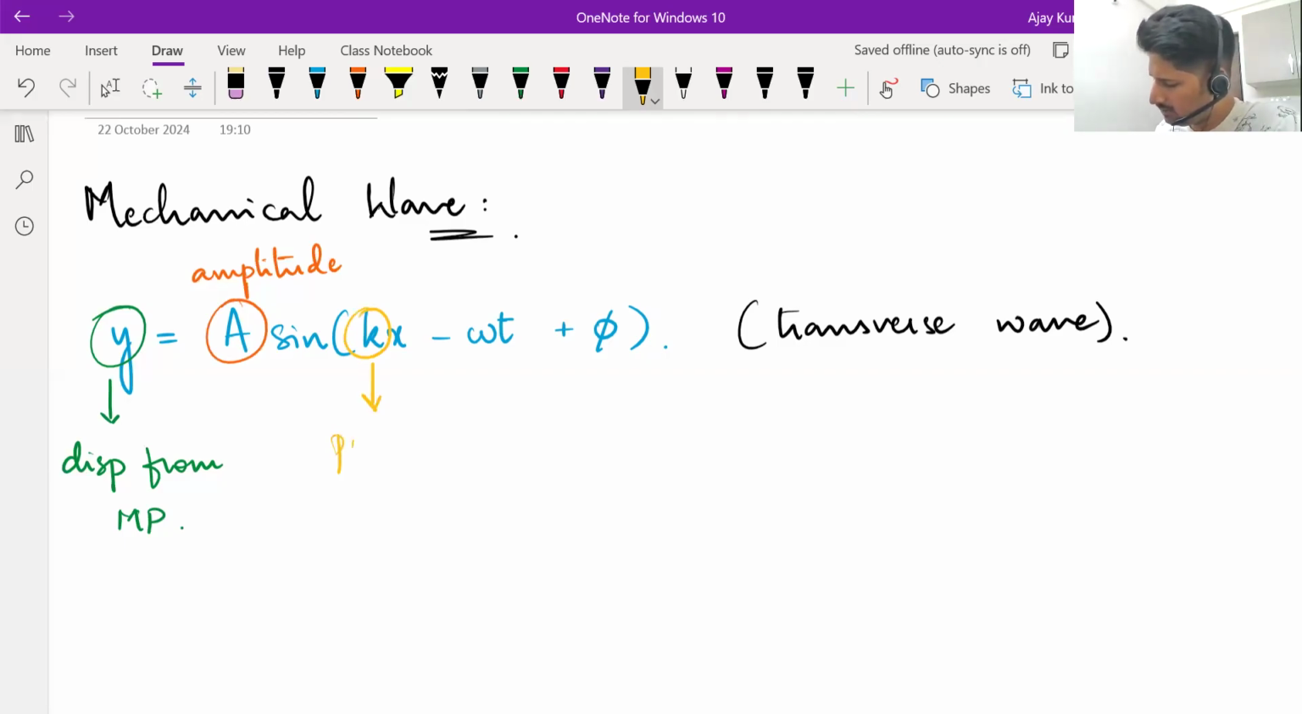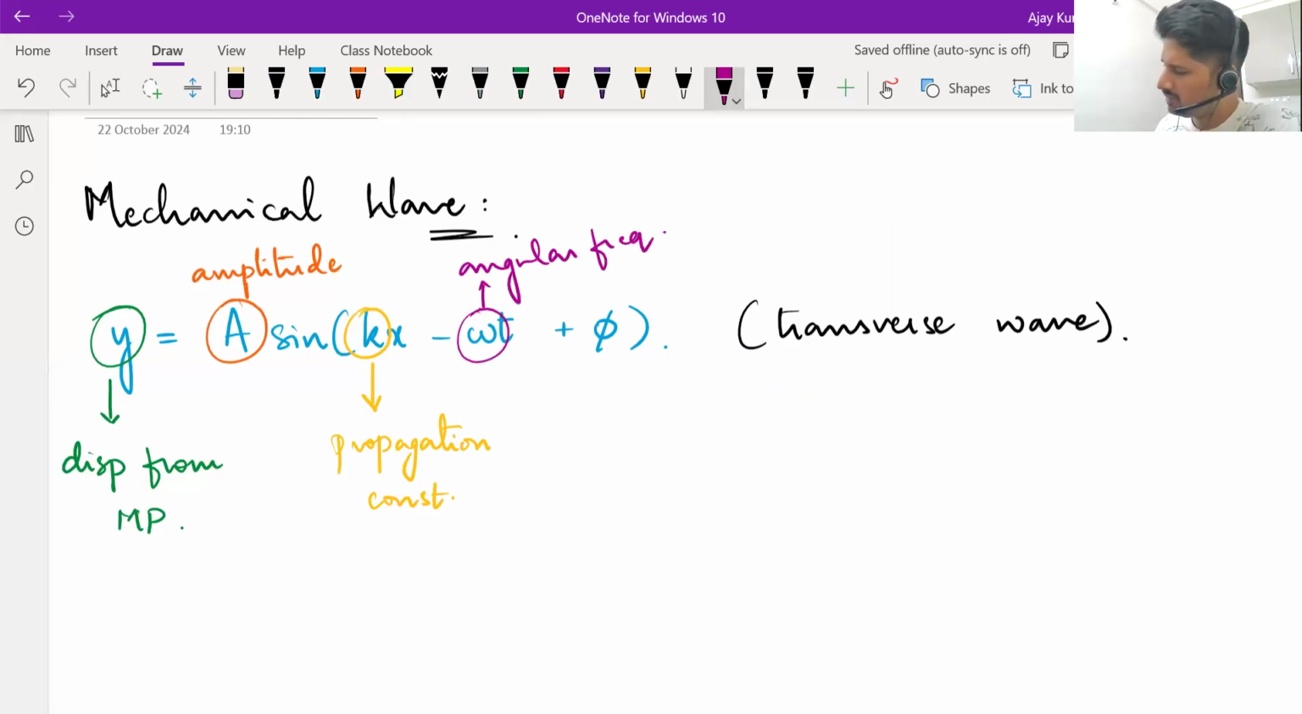K is called the propagation constant of that wave. And omega, as we know, is called the angular frequency of the wave. And finally, phase constant phi. Phi is called the phase constant, or you can also say the initial phase.